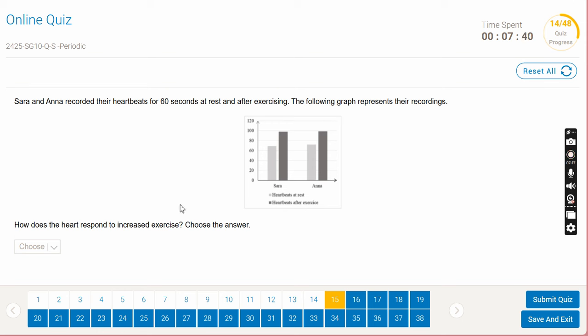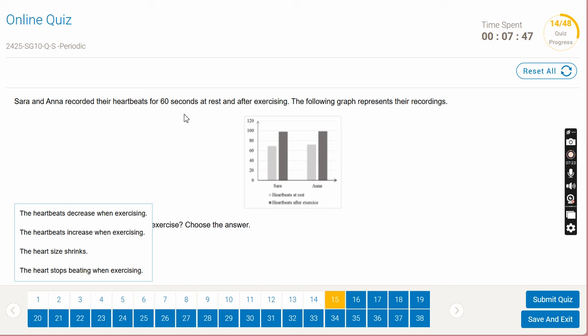Sarah and Anna recorded their heartbeats for 60 seconds at rest and after exercising. The following graphs are their recordings. So what happens whenever you're exercising, even you know that, your heartbeat starts to increase.